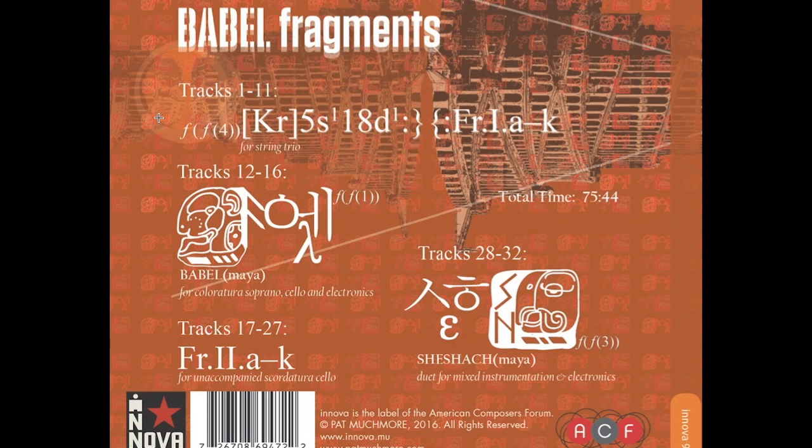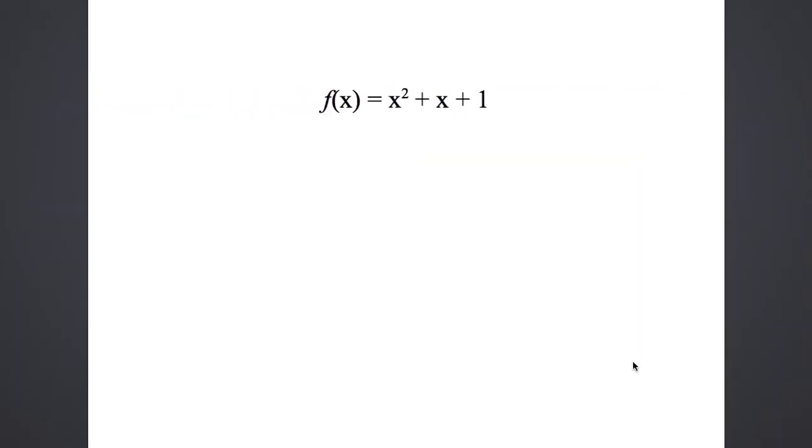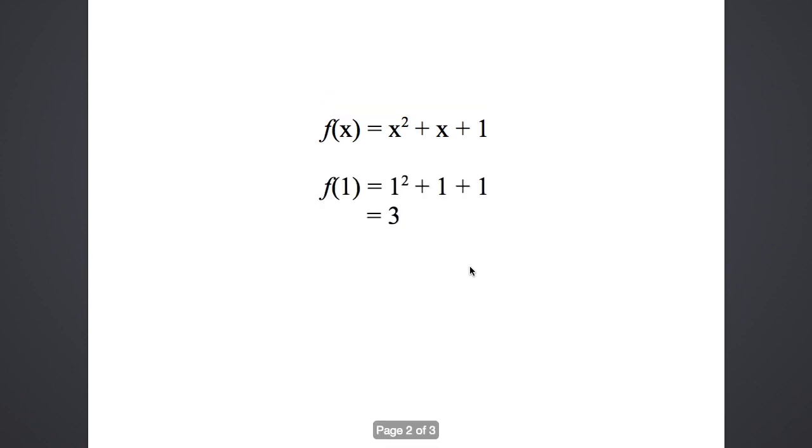Here's f of 4, here's f of 1, here's f of 3. That's because these 3 pieces belong to yet another series of mine that I call the f of x series. To explain that, you just have to go back to your high school math and remember that f of x is a function. Here's an example, x squared plus x plus 1.